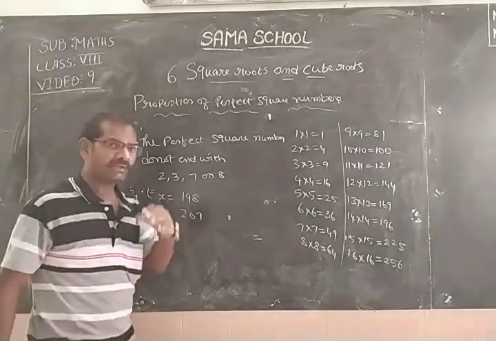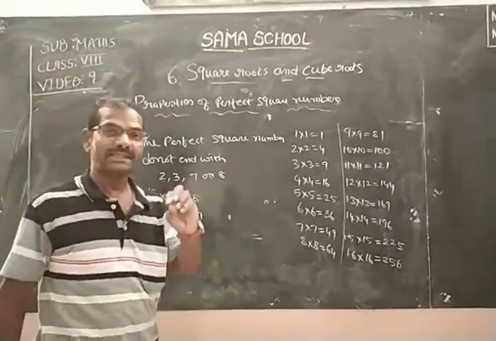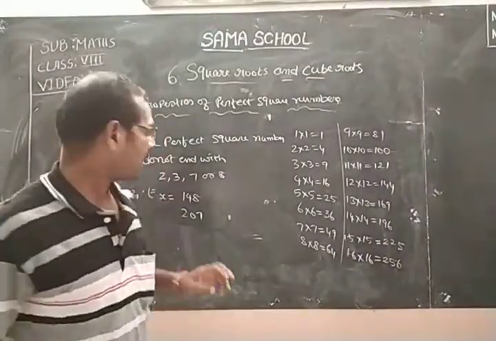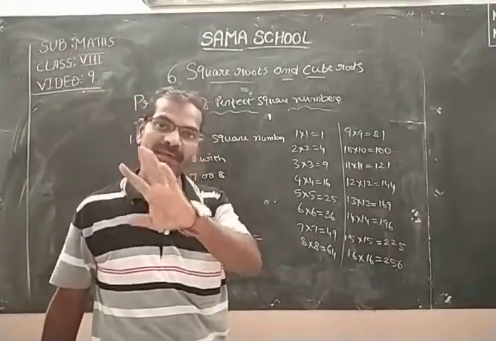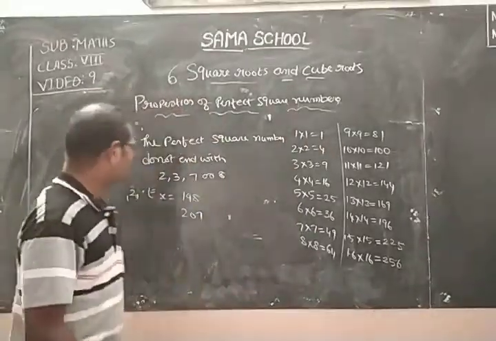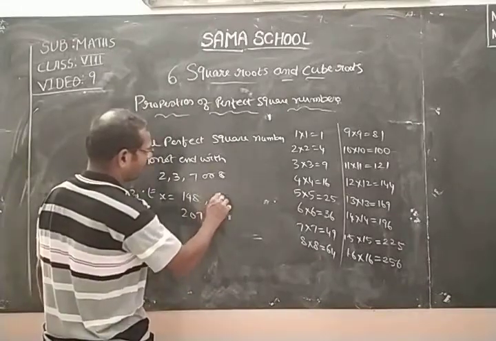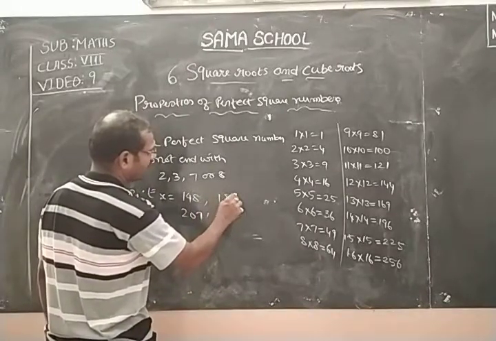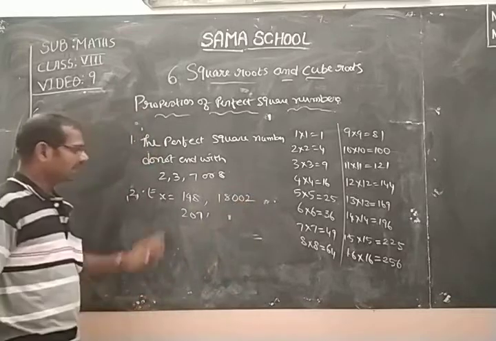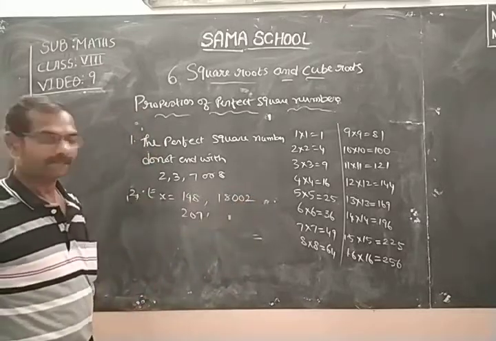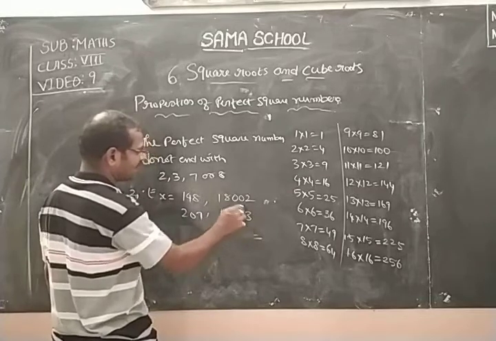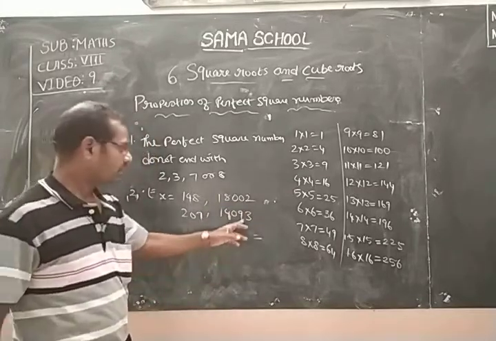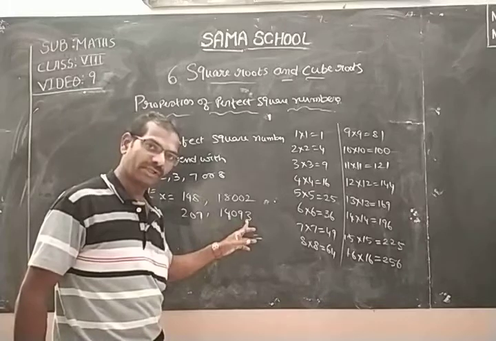No need to find prime factors. Immediately by seeing only, you can say that when 2, 3, 7, 8 appears in the unit place, it is not a perfect square. Clear? Now suppose 1802. It is not a perfect square. Suppose 4,003. It is also not a perfect square because the unit place is 3.